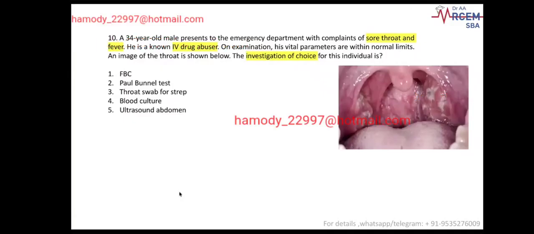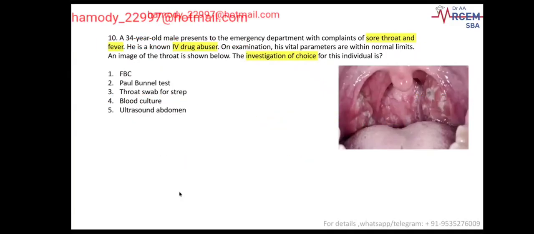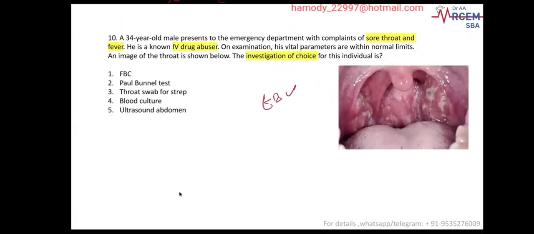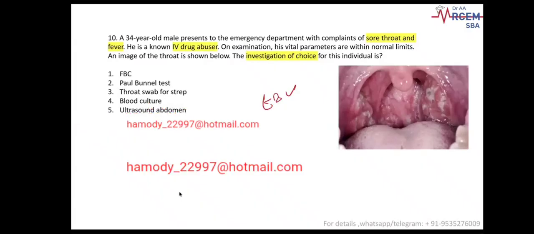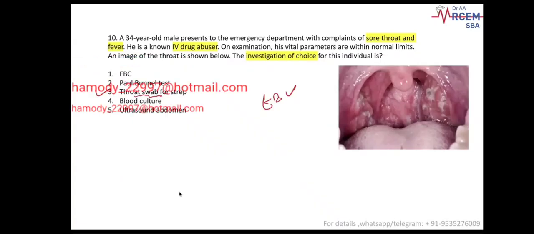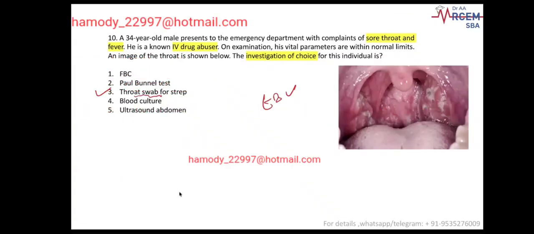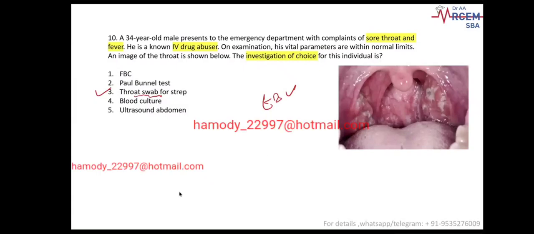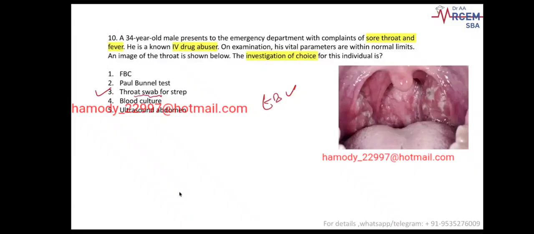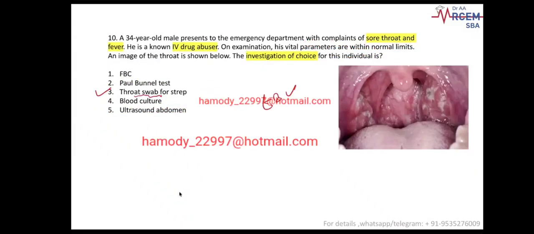Sore throat and fever. He is an IV drug abuser. Investigation of choice they are asking. Here is the confusion. IV drug abusers can be having an EBV virus, or this person can be at high risk of having group A beta hemolytic streptococci. I recommend you choose the throat swab for ASO titers or for strep infection, because if it turns out to be EBV virus, it is infectious mononucleosis. If it's positive, the management remains symptomatic, unless there is an airway obstruction, when you'll be giving steroids. Here, you can give antibiotics. That's why throat swab for strep becomes the more appropriate answer.